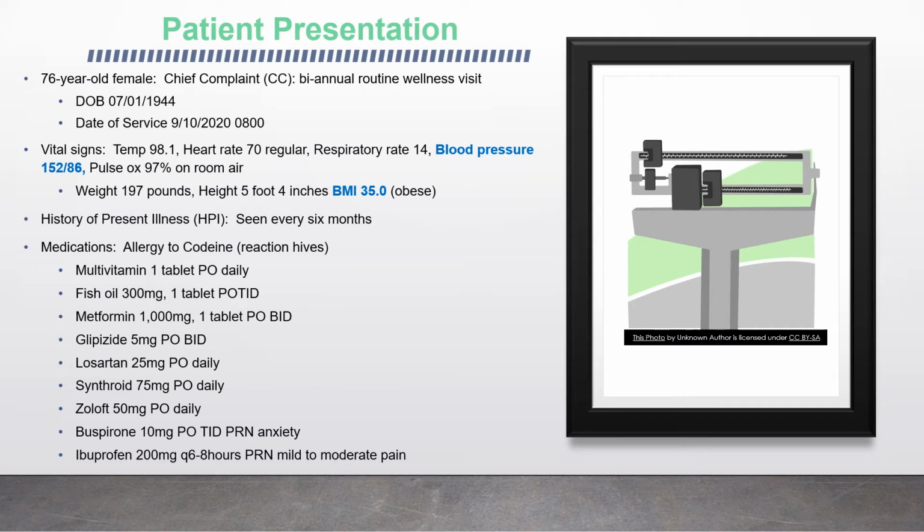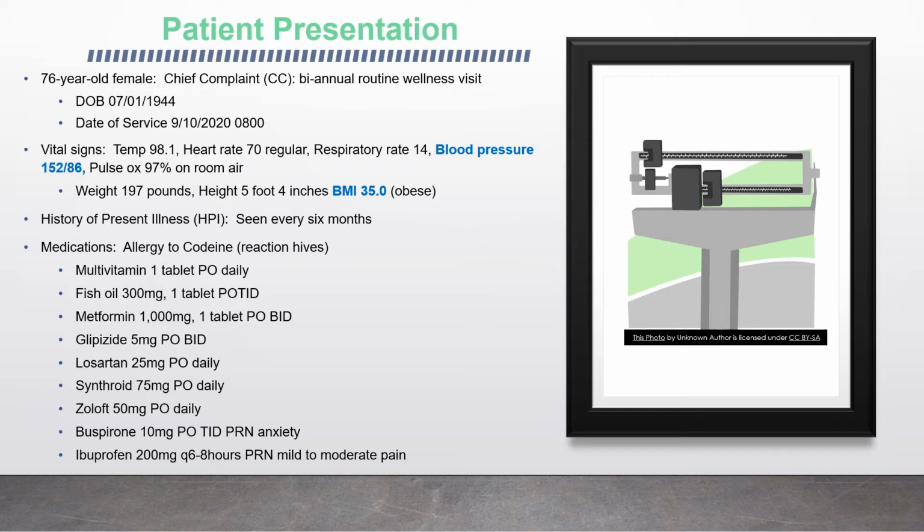The patient presents as a 76-year-old female here for her biannual wellness visit. Patients with controlled type 2 diabetes are seen by a provider every 6 months, while those who are uncontrolled are seen by a provider every 3 months.